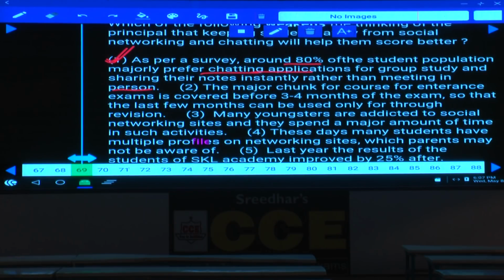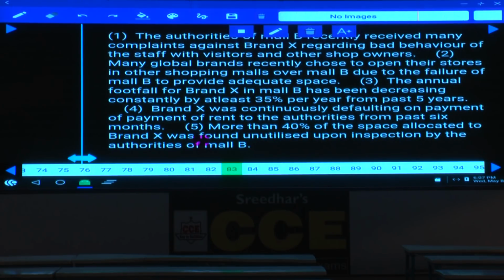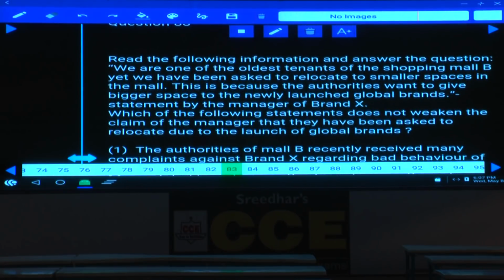And 69, the next one. Yes, next one please, 83. Now question number 83. We are one of the oldest tenants of the shopping mall, B. Yet we have been asked to relocate to smaller spaces in the mall. In the mall itself, these persons are being forced to shift to another shop, smaller spaces. This is because the authorities want to give bigger space to the newly launched global brands.